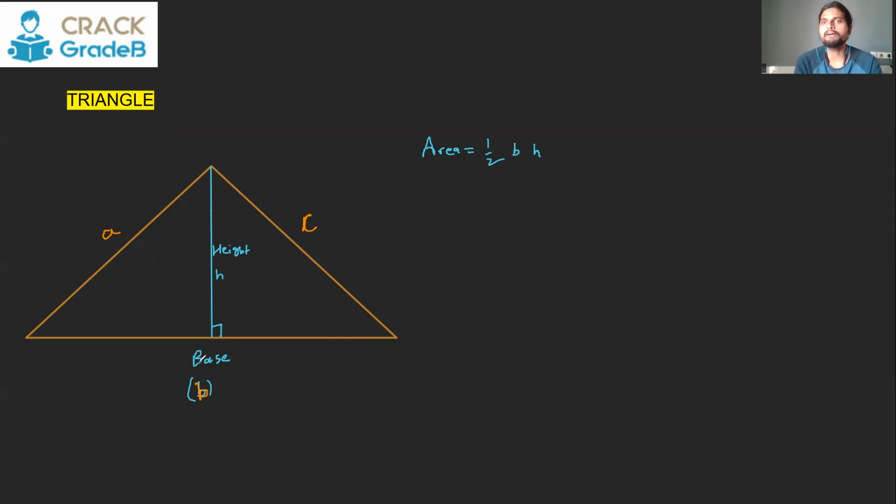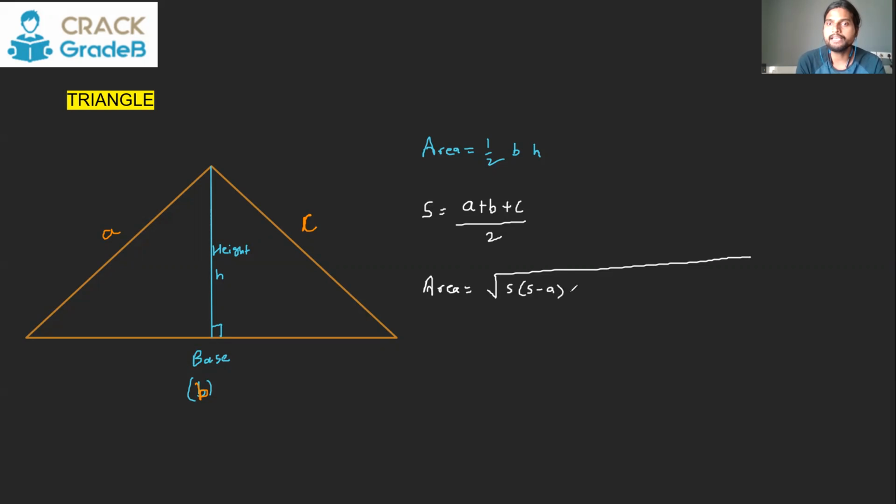So to use Heron's formula, first of all, you have to calculate the semi-perimeter. Semi-perimeter means the perimeter, a plus b plus c, upon 2. So you will first calculate the semi-perimeter and then use it to find the area with the help of Heron's formula. Heron's formula says the area will be the square root of s into s minus a into s minus b into s minus c.